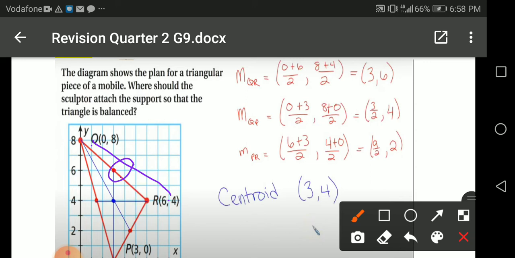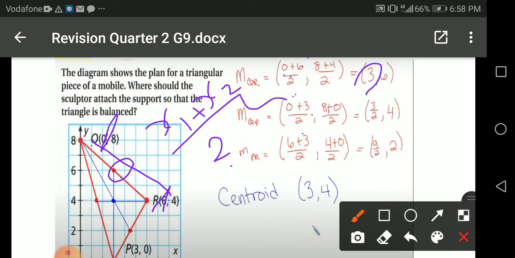So I'm going to take x sub 1 plus x sub 2 all over 2. So 0 plus 6 all over 2 gives me 6 over 2. 6 divided by 2 gives me 3. Okay, I'm here in this one, still didn't get the other.